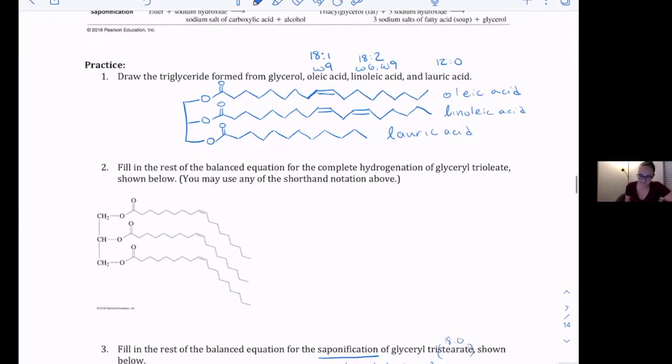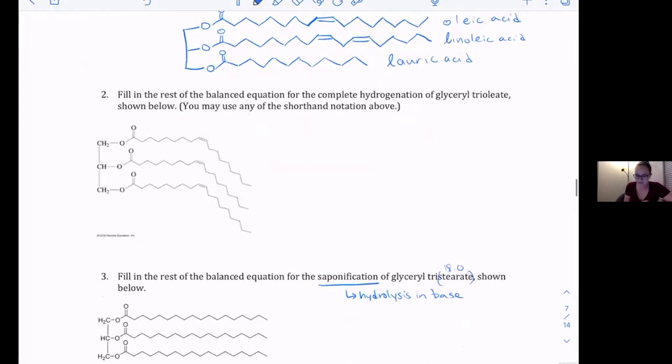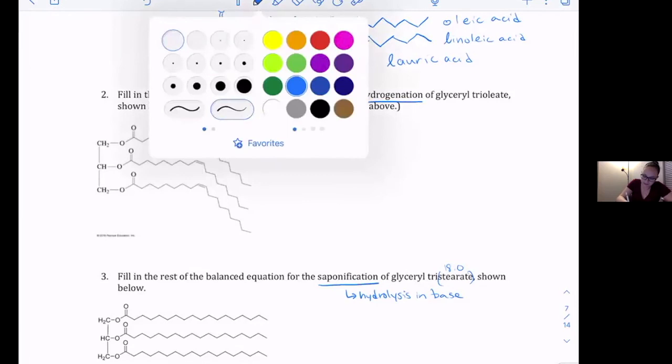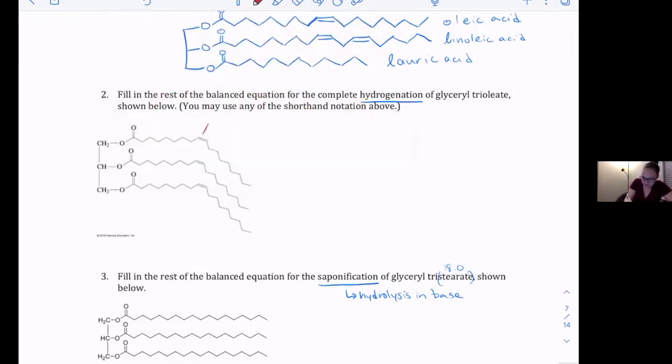Okay. Number 2, fill in the rest of the balanced equation for the complete hydrogenation of glycerol trioleate shown below. So you can use any shorthand notation. So if we're going to do a hydrogenation reaction, that means we're going to remove the double bonds, make them saturated. So let's just highlight these double bonds here. So these are what's got to go.